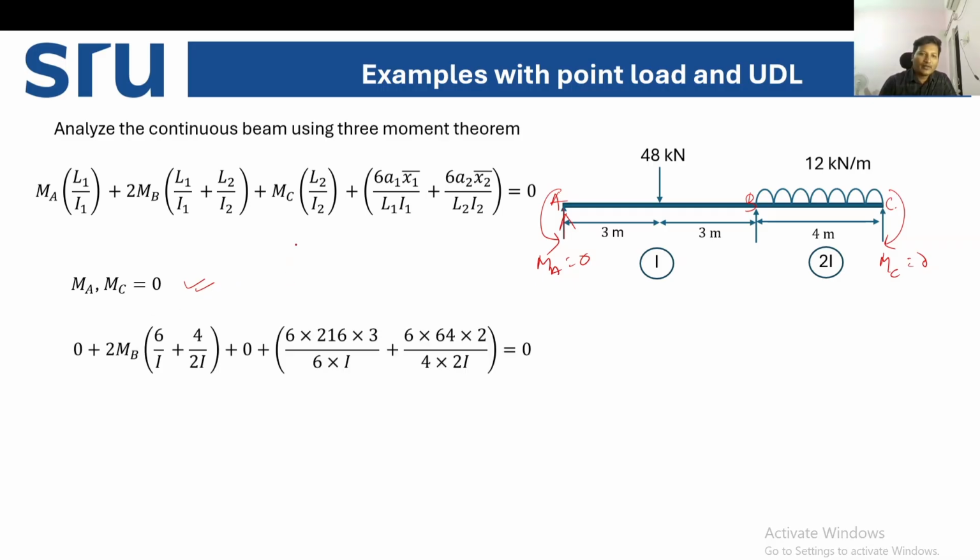Then let us put these values in the equation. MA into L1 by I1, so the whole segment will be 0. Then 2 MB into L1 is nothing but 6 meter. So 6 divided by I1, where I is given in the question. I1 is I, plus L2 is 4 meter divided by I2 is 2I, plus MC is 0.